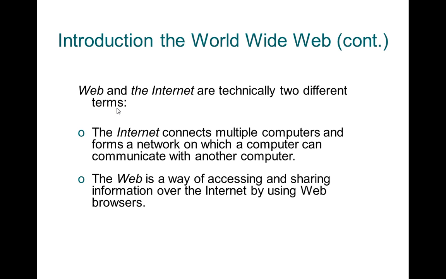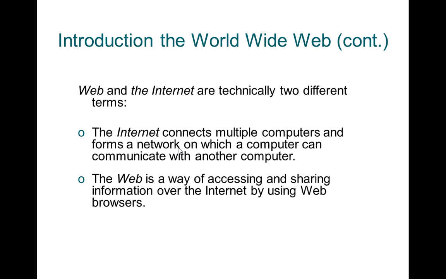Technically two different terms, but logically the same term, because the internet is also a collection of information and the web is also a collection of information. Now let's see what are the technical differences between the web and the internet. First point says the internet connects multiple computers and forms a network. So the internet is nothing but a connection of multiple computers that forms a network, through the help of which a computer can communicate with another computer.